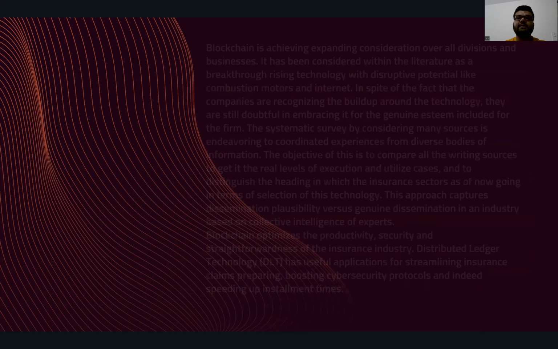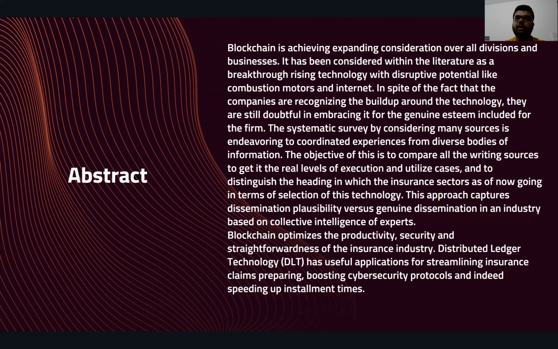So as you know, blockchain is gaining expanding consideration over all divisions and businesses. It has also been considered within the literature as a breakthrough rising technology with disruptive potential, like combustion engines and the internet. Although companies are recognizing the buildup around the technology, they are still doubtful in embracing it for the genuine value added for the firm. The systematic survey of this, considering many sources, is endeavoring to coordinate experiences from diverse bodies of knowledge.